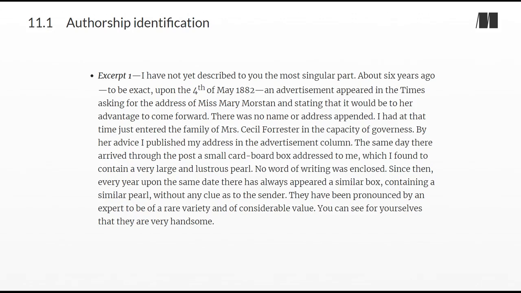The same day there arrived through the post a small cardboard box addressed to me, which I found to contain a very large and lustrous pearl. No word of writing was enclosed. Since then, every year upon the same date there has always appeared a similar box, containing a similar pearl, without any clue as to the sender. They have been pronounced by an expert to be of a rare variety and of considerable value. You can see for yourselves that they are very handsome.